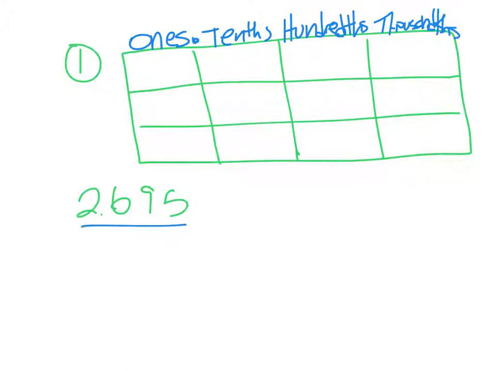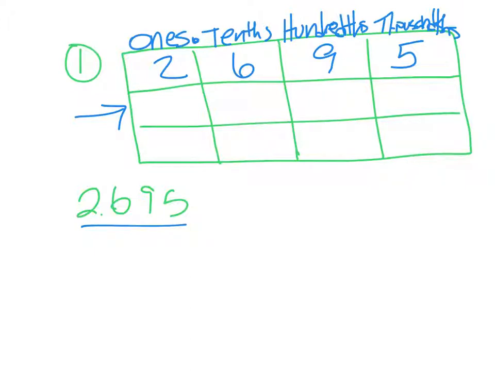So how would I write this decimal in the top part of this? The 2 goes in which place value? Ones. Where does the 6 go? Tenths. And the 9? Hundredths. And the 5? Thousandths. Very good. So now for the second row, write it in expanded form. So how do you put the 2?